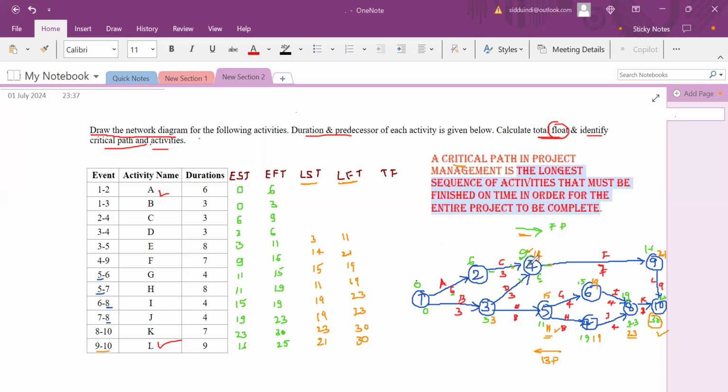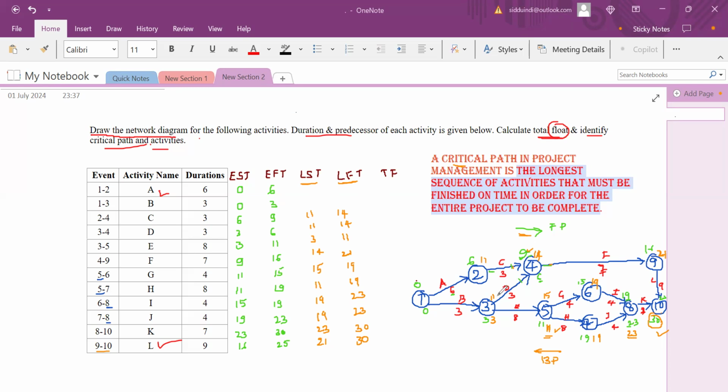Now next is 3 to 4. For 3 to 4, the latest finish we already have is 14. 14 minus 3 is 11. Here 11 is there, 3 is there. Which one do we have to consider? 3 we have to consider. Now 2 to 4. For 4, 14 is already there. 14 minus 3, here again it is 11. Now we will get 11.